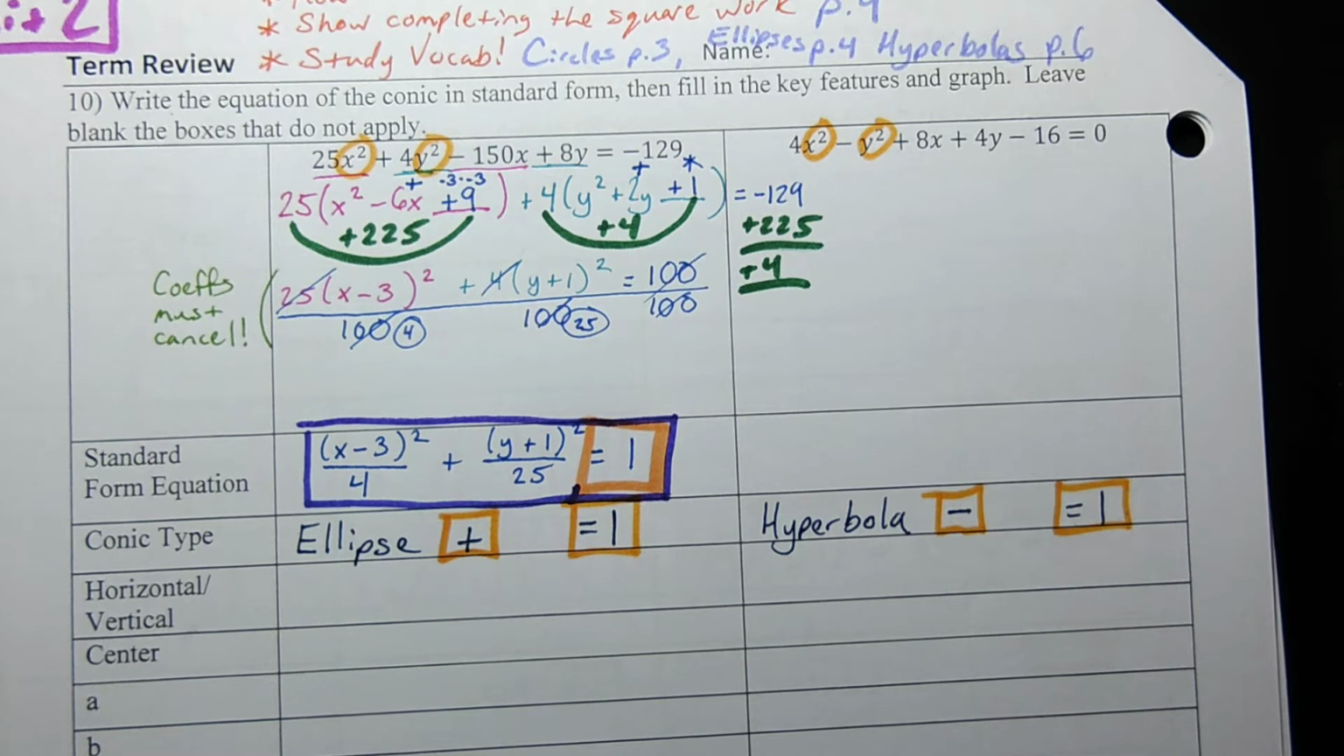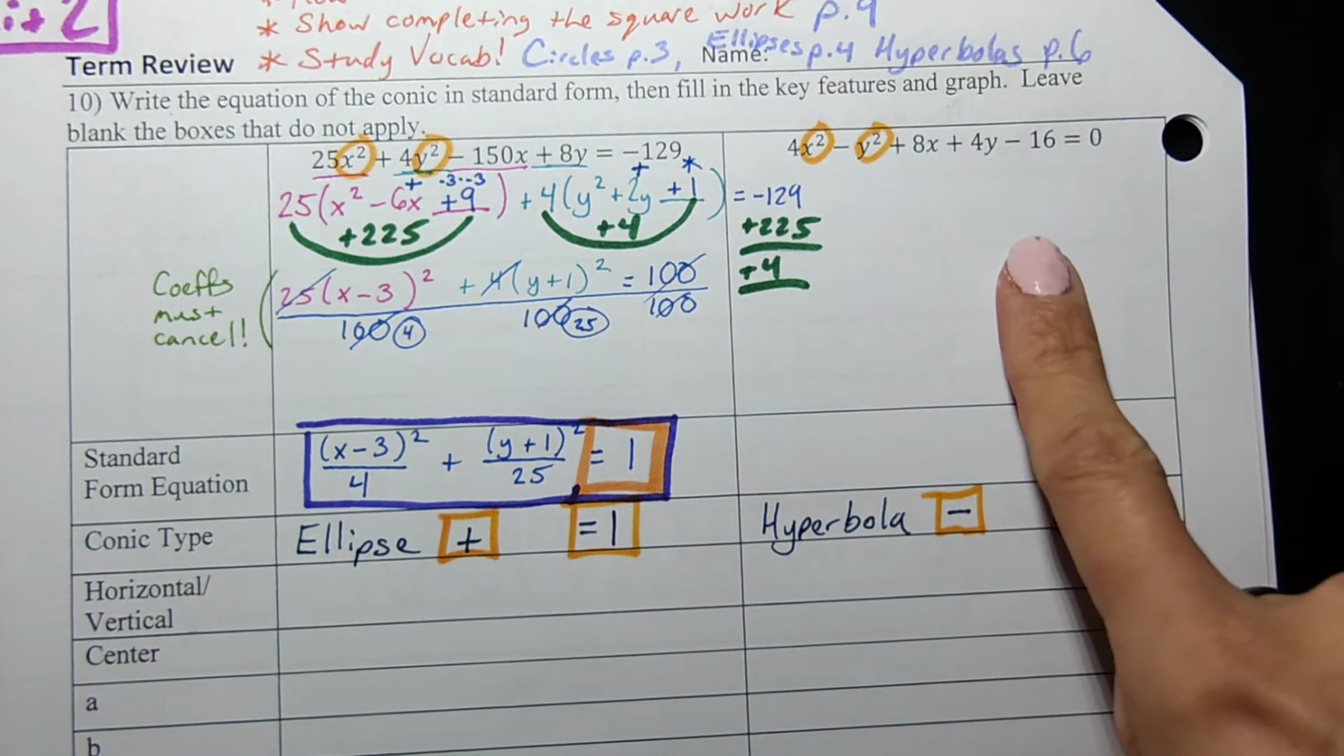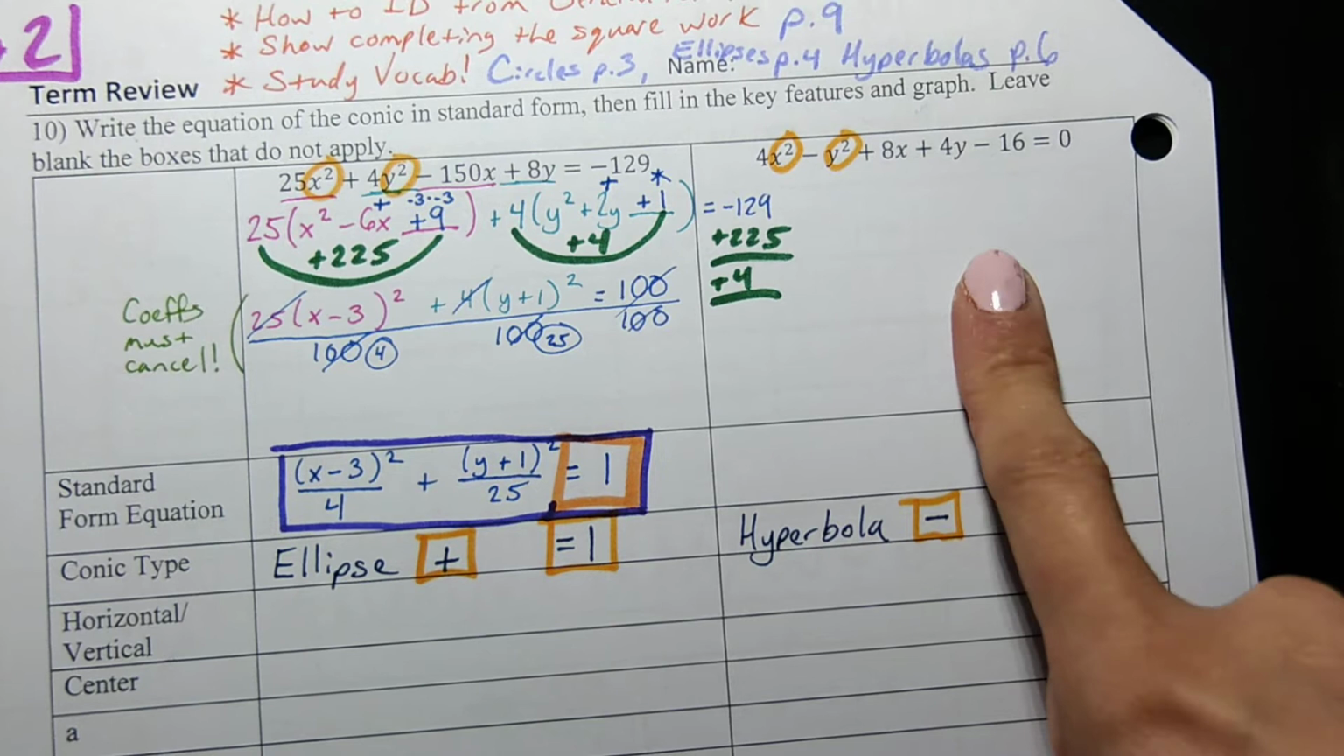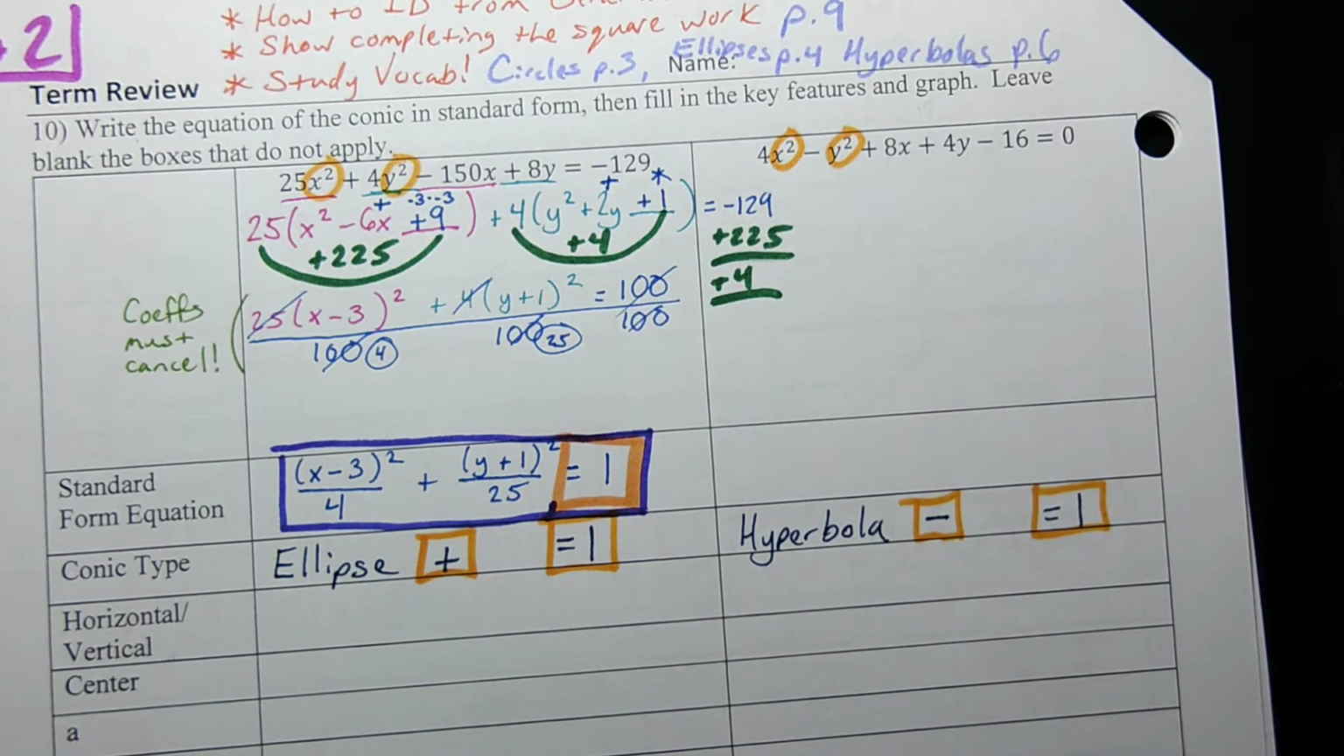Before we get into that for ellipses though, I want to turn you loose on this problem. So see if you can complete the square with that hyperbola. Go.